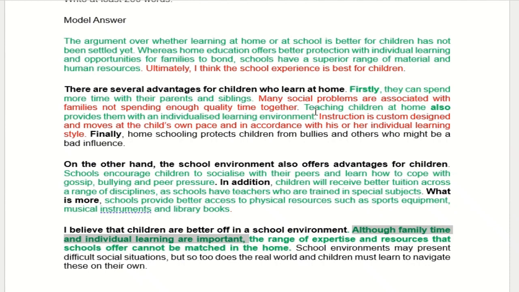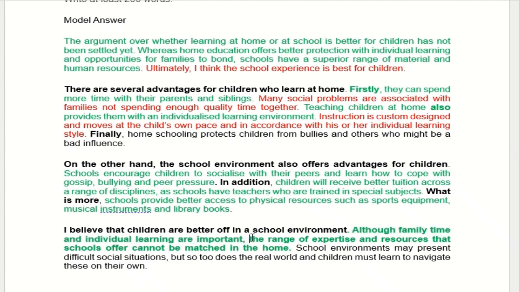All right, because the 2 reasons given in body paragraph 1 are that families can spend more time, children can spend more time with their parents and siblings, and that's what this first part is representing. It says family time and individual learning are important. And the second reason given is that instruction can be custom designed. You saw that earlier. And that's it right here. And that is what has been reformulated here as individual learning.